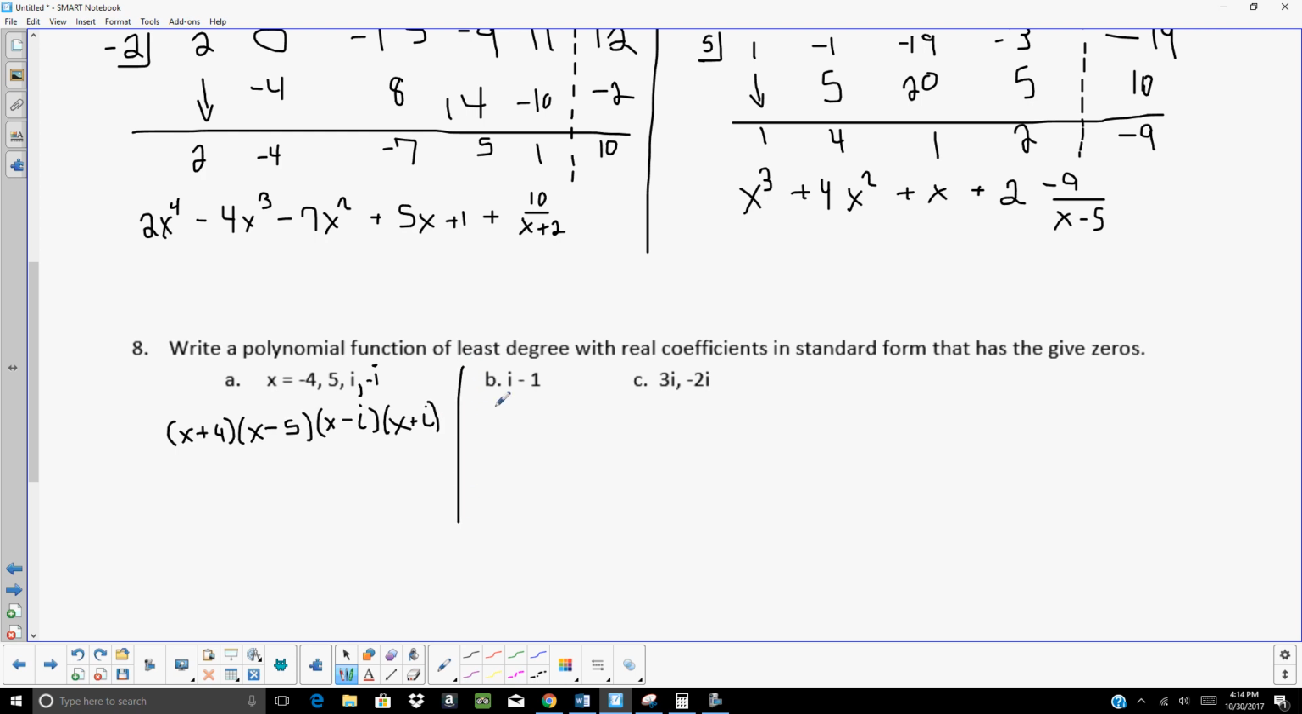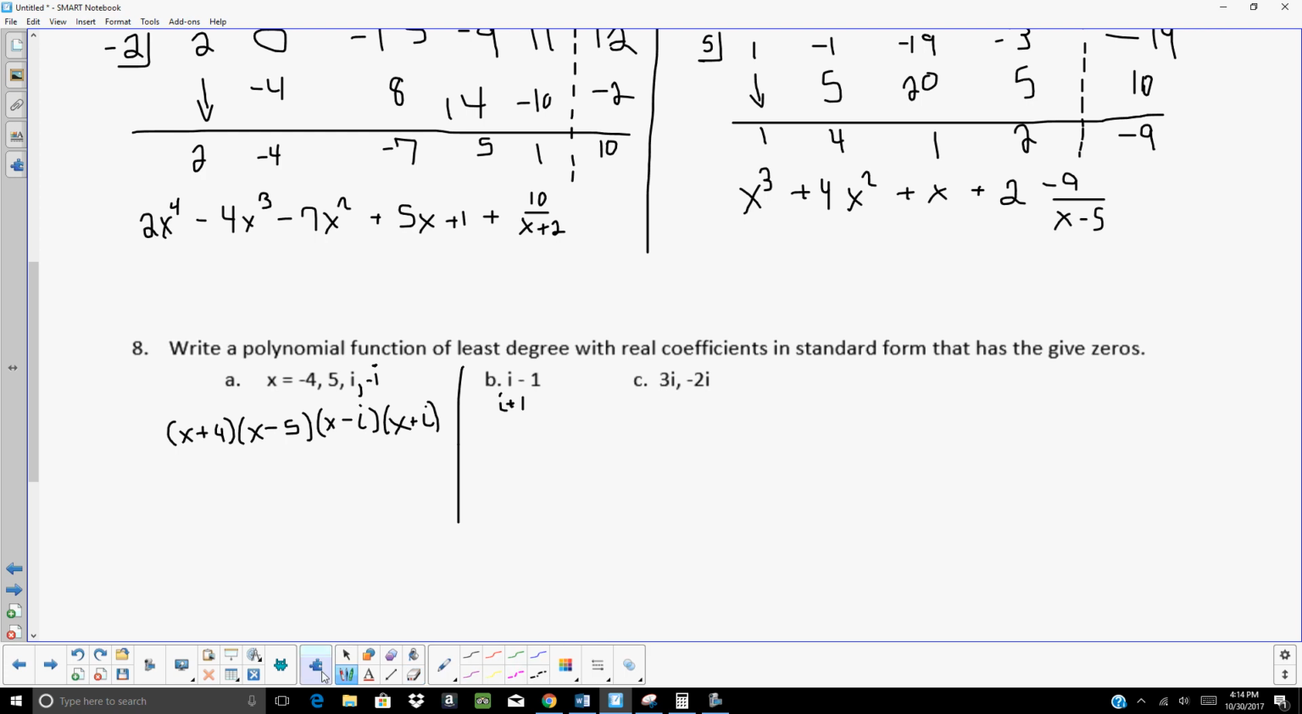On B, you'd also have to remember that i plus 1, that's a plus there, would also have to be a root because that's its conjugate. So there's going to be a lot of foiling on this one. You'd have i minus 1. Whoops, let's try that again.